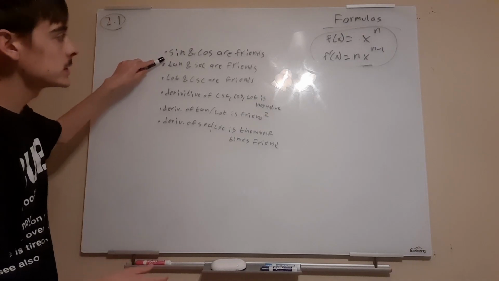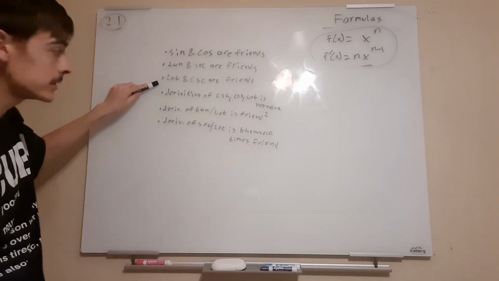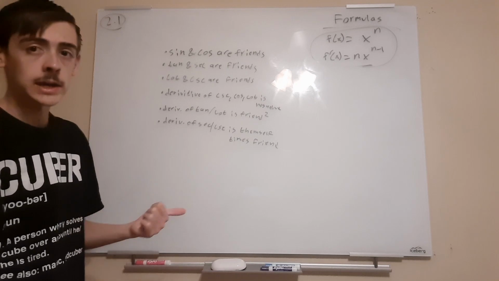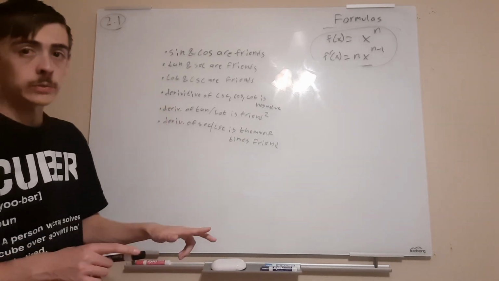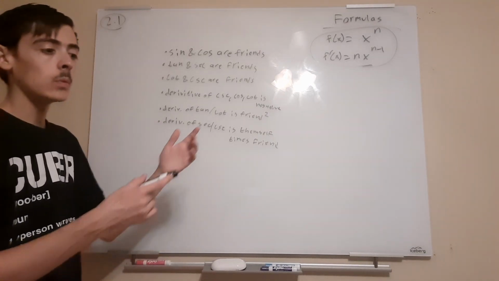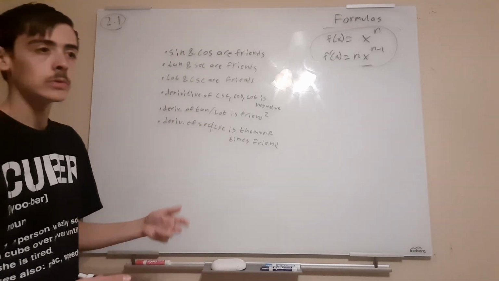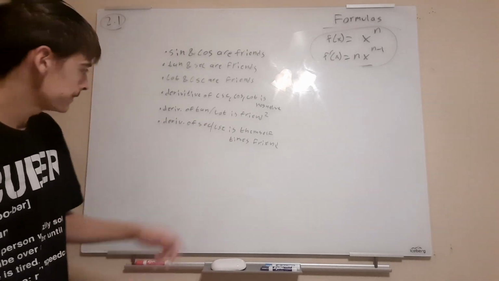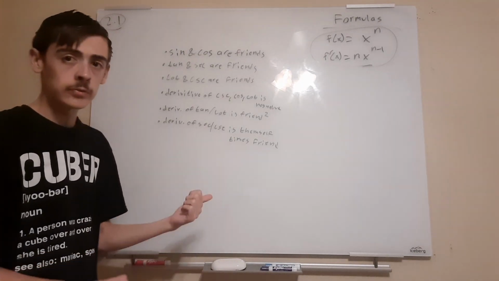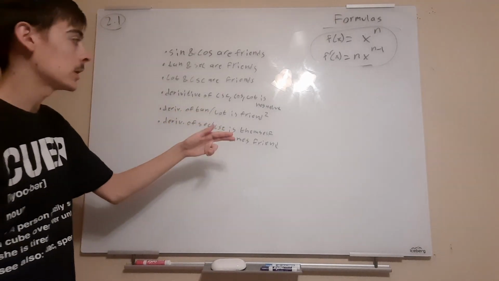So remember that sine and cosine are best friends, tangent and secant are best friends, and cotangent and cosecant are best friends. Also remember the derivative of any of the functions that start with "co", so cosine, cosecant, and cotangent, will always start with a negative symbol. And the derivative of tangent or cotangent will be their friend, squared. So tangent is going to be secant squared, and cotangent is negative cosecant squared. And lastly, the derivative of secant or cosecant is going to be themselves times their friend, also taking into account the rule that derivatives of the cofunctions are going to be negative.